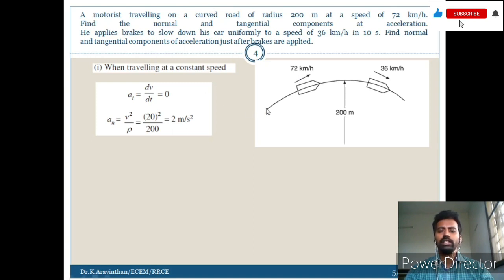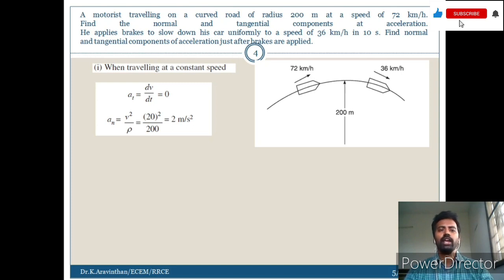So for each and every curve, if you are having a curve, then that curve has the origin. So with this origin, you will be having a radius. So the radius here is given as 200 meter, and find the normal and tangential components, that is an and at, of the acceleration.